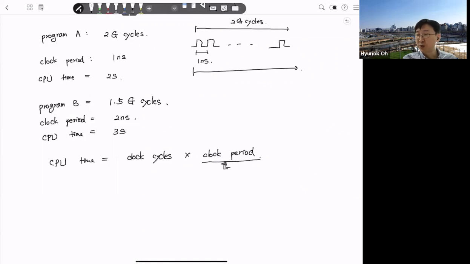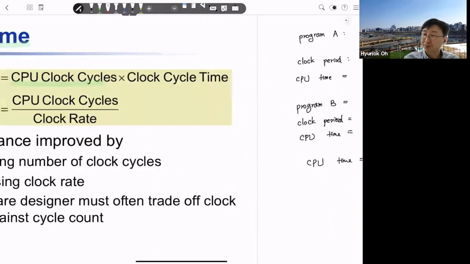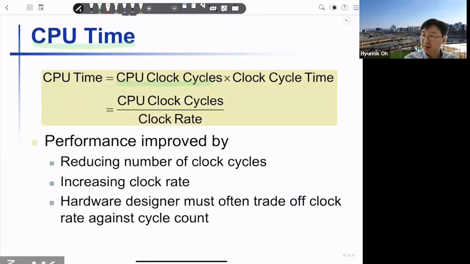For instance, if you are using a 2 gigahertz machine, in that case, the clock period is 0.5 nanosecond, right? So it's fixed. If the processor is given, then the clock period is generally given. The only thing we have to do is compute these clock cycles. If we can reduce the number of clock cycles per program, then we can improve the CPU time, the CPU performance.